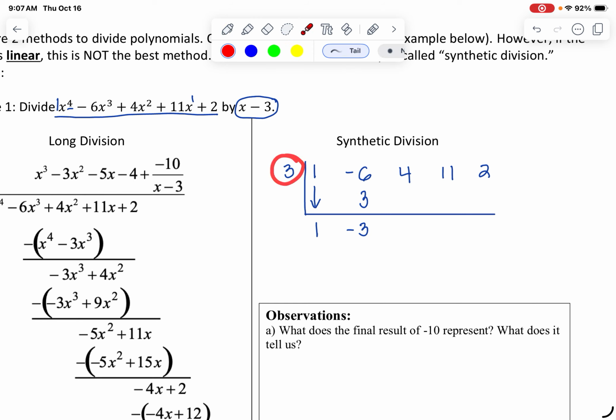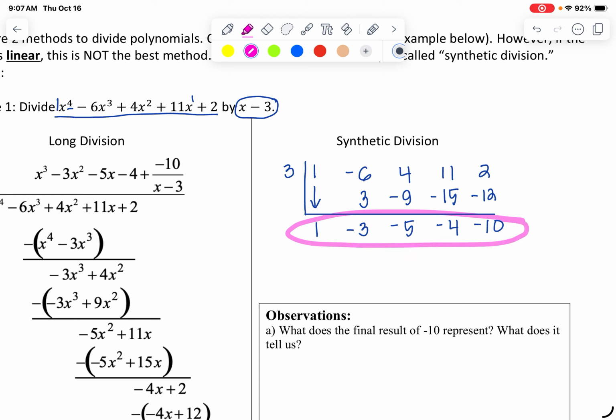So multiply these two numbers. 3 and -3 is -9. Write that here. Add, which is -5. Multiply 3 times -5, -15. Add, that's -4. 3 times -4 is -12. Add is -10. Okay, so now I want us to compare these numbers to this.